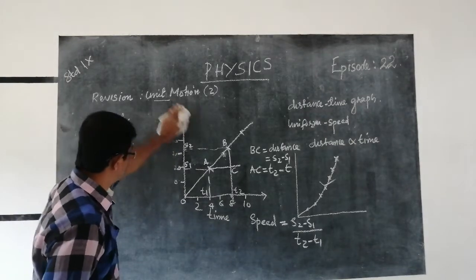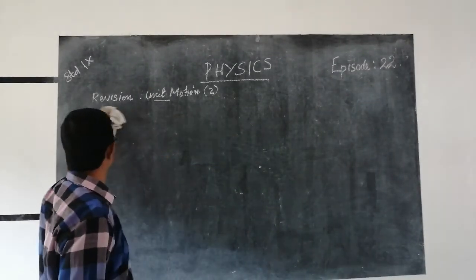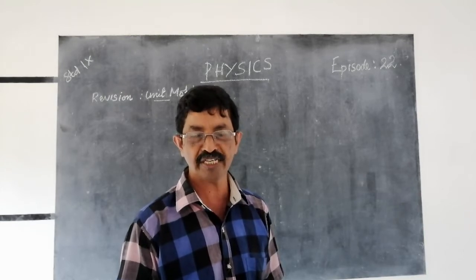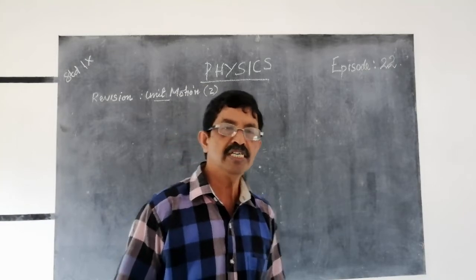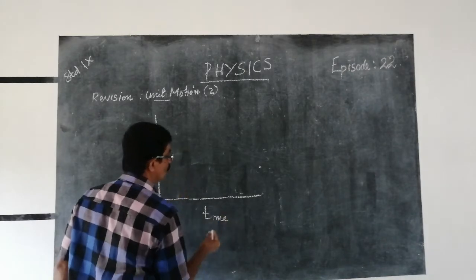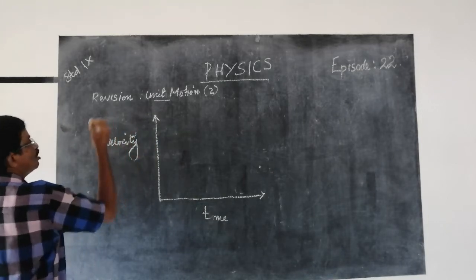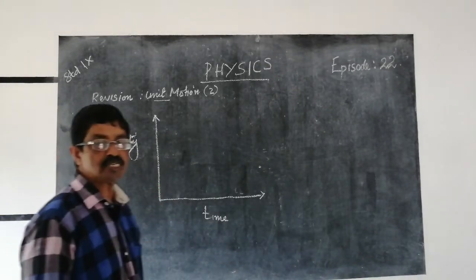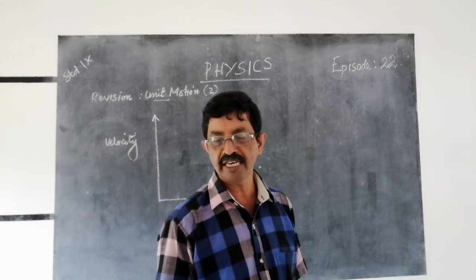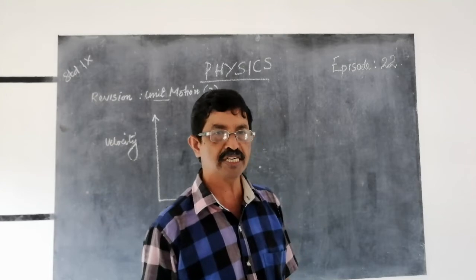Now another question to you. How does the graph look in an object moving with a uniform velocity? That is, when you are drawing a velocity-time graph, with time along the x-axis and velocity along the y-axis. Here, suppose an object is moving with a uniform velocity. The question is: how does the graph look for an object moving with a uniform velocity?